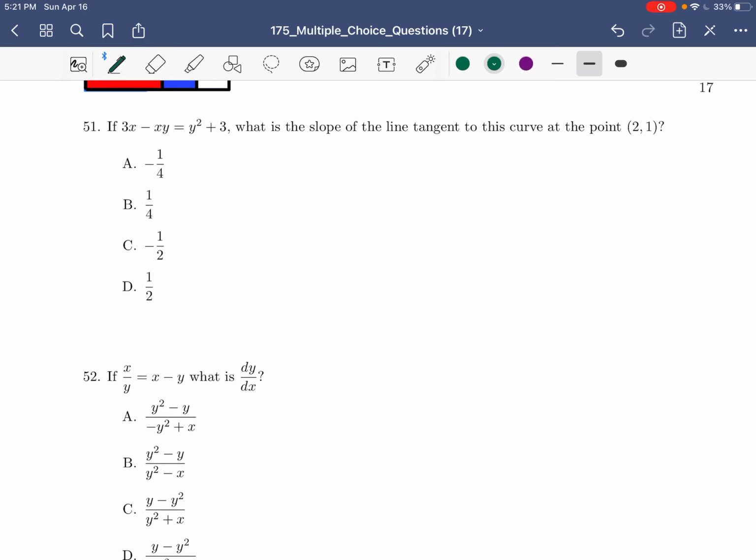Okay, 51, another implicit because there's x's and y's mixed, and we want it at the point 2, 1. So here we're going to have derivative of 3x is 3 minus x dy dx minus 1y equals 2y dy dx. The derivative of 3 is 0.